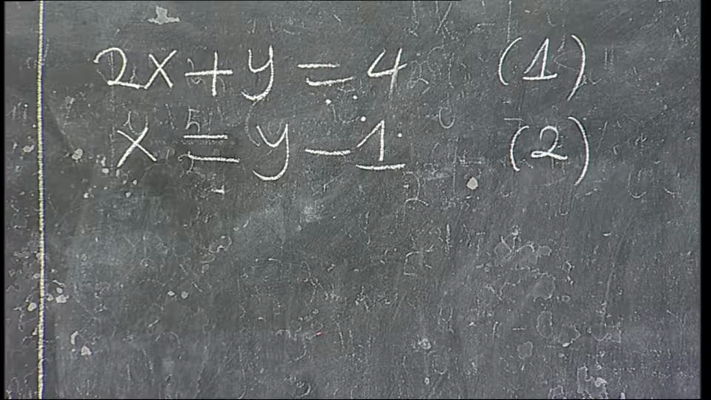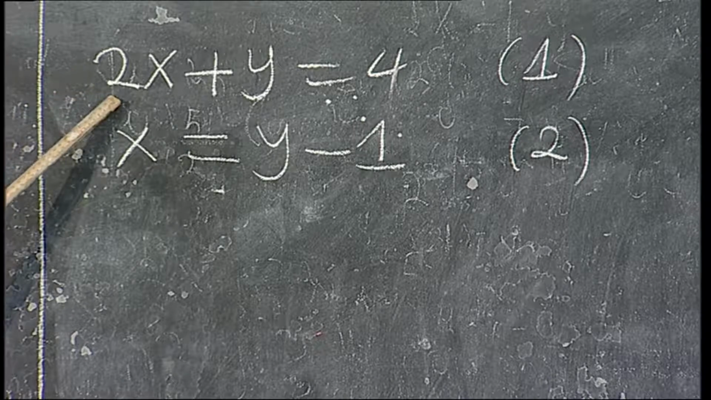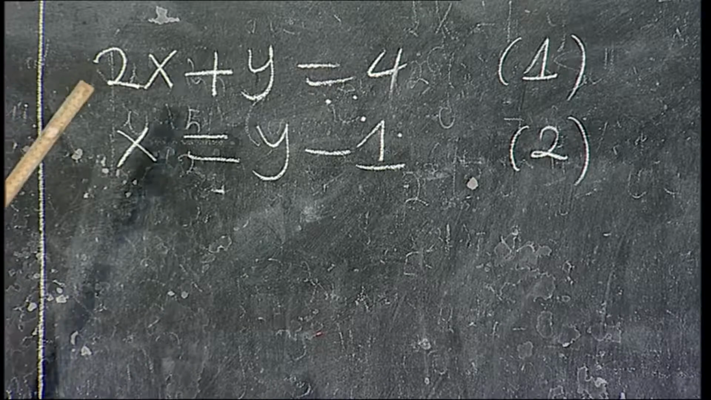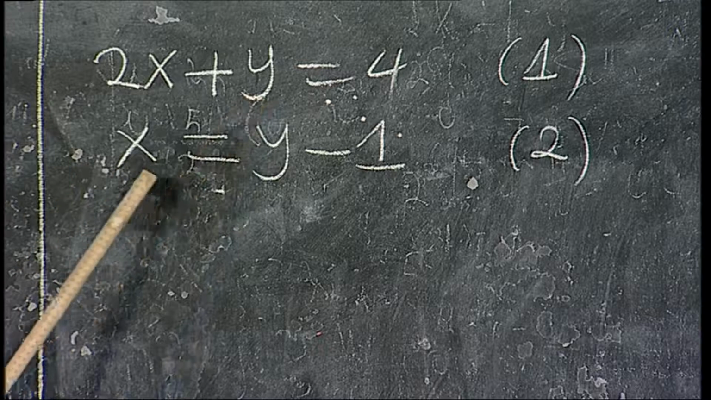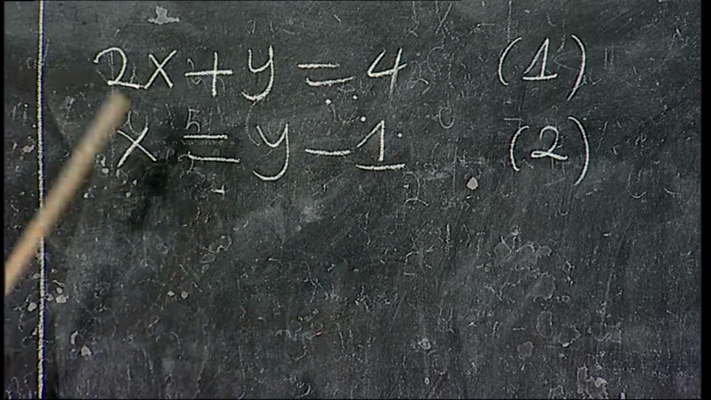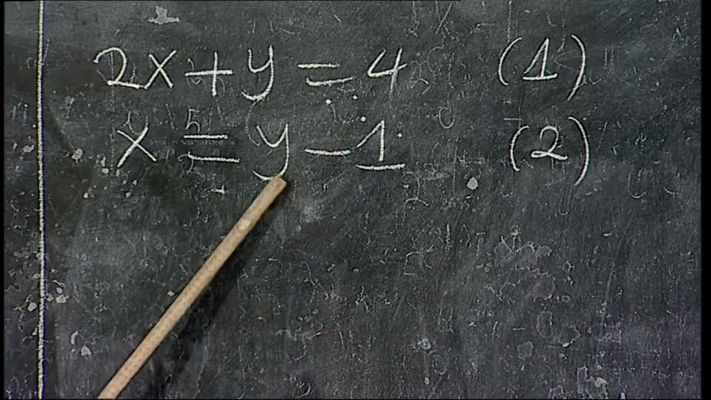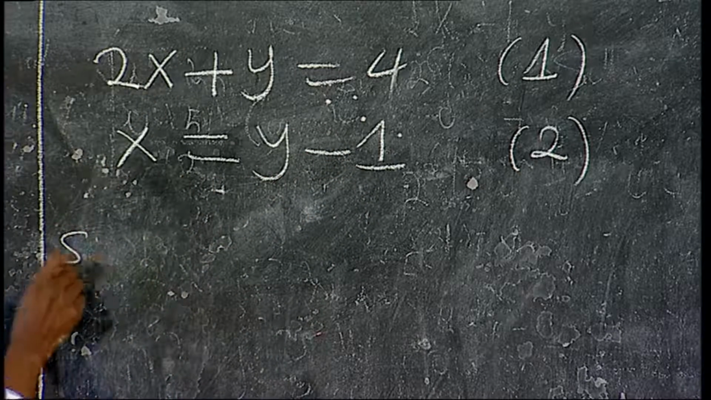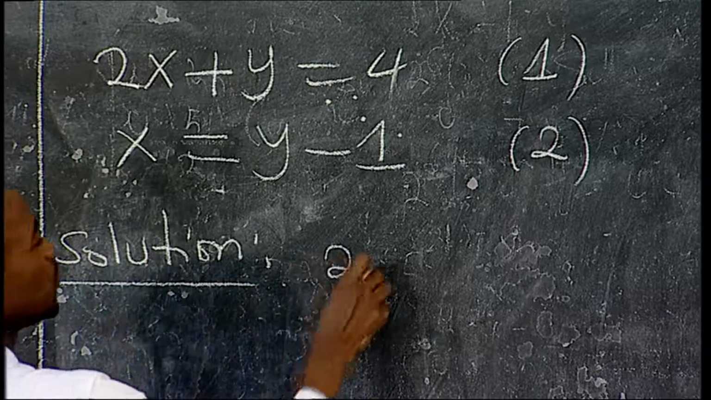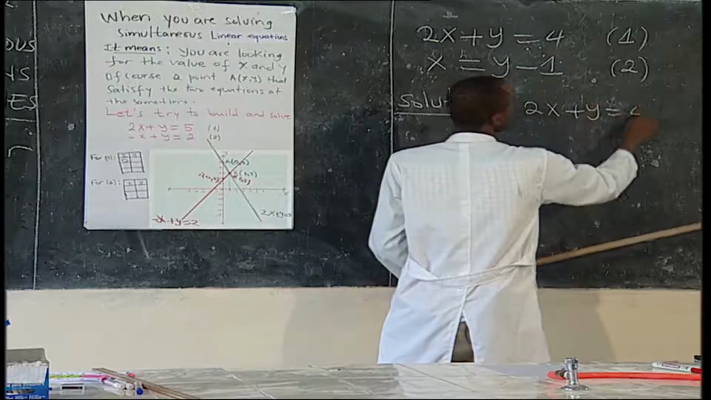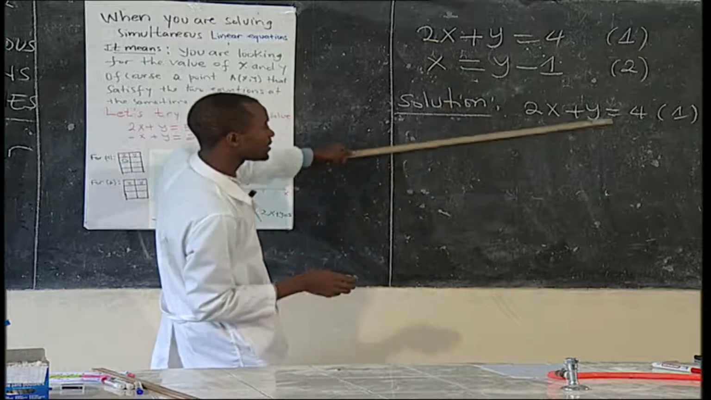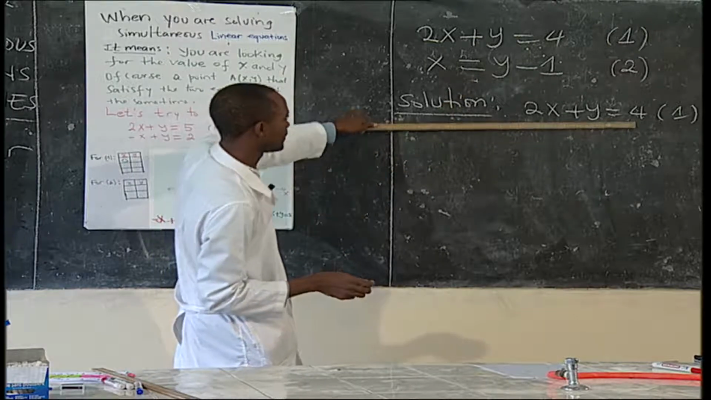Remember how it has to be written so that you may be able to solve. As you can see, the first one is okay, but the second one you need to change so that it has the form of the first one. How can I arrange my second equation? It's very easy. We have 2x plus y equals 4, this is equation number 1. And this one I have to write in the same form as the first one.